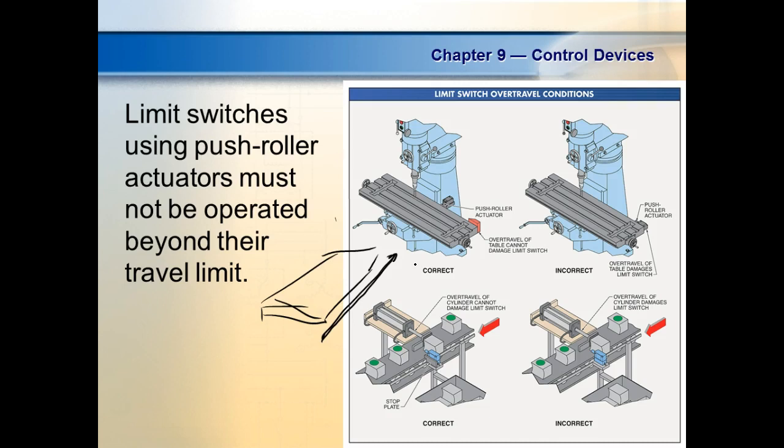Limit switches use push rollers or actuators or operators. I don't like to call them actuators, but operators must not be operated beyond their travel limits. This usually happens when you replace one, right? You either replace it with the wrong kind, or you mount it wrong. You get it up too high, or you get it down too low.